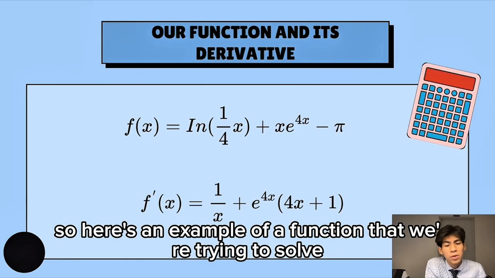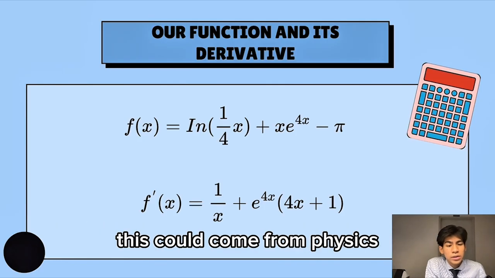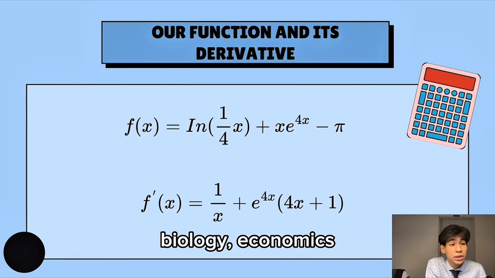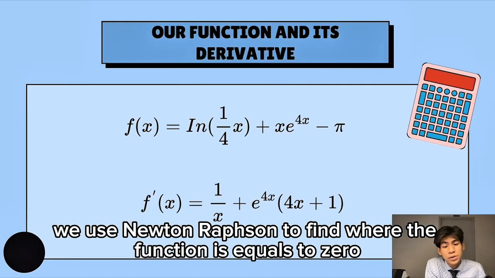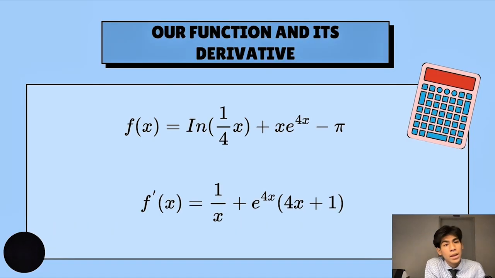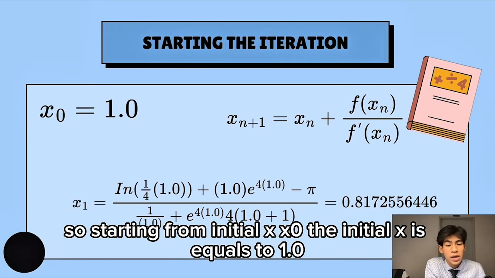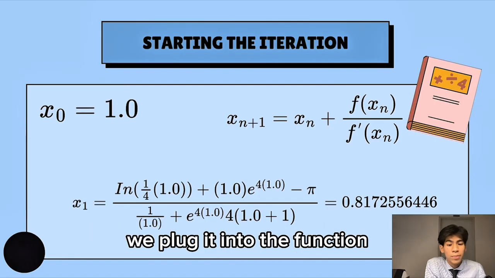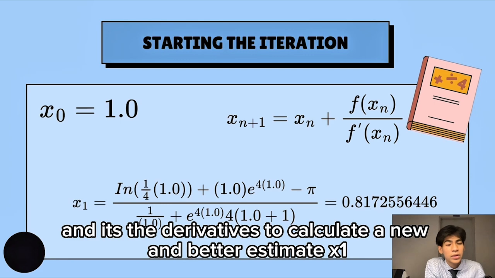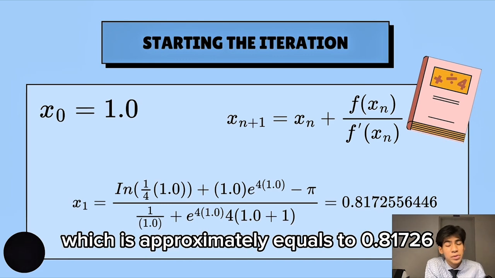So here's an example of a function that we're trying to solve. This could come from physics, biology, economics, you name it. We use Newton-Raphson to find where the function is equal to 0. So starting from the initial guess x0, the initial x0 is equal to 1.0. We plug it into the function and its derivative to calculate a new and better estimate x1, which is approximately equal to 0.1726.